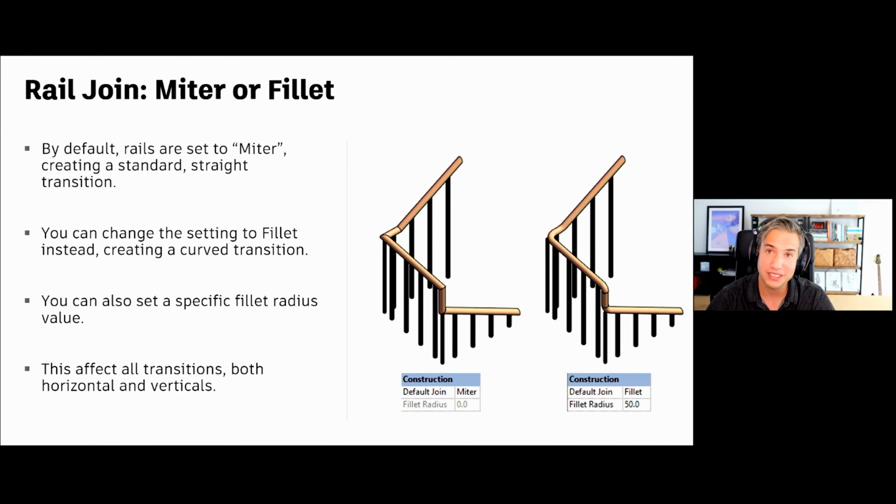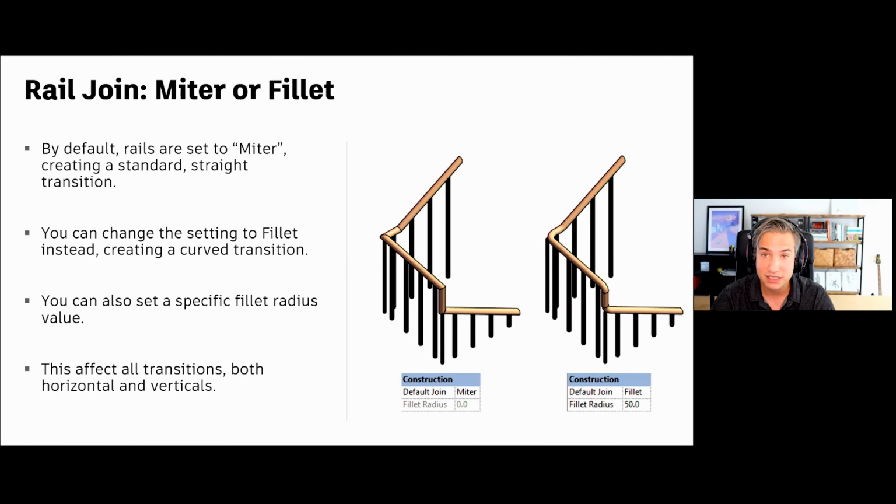So the rail joint, this is one of the features I discovered while creating the ancestral railing. Because you can create little curves like this. If you go to the top rail or handrail properties, you have an option called the default join. In almost all cases, it will be set to the default option, which is miter. But you can change the default join to fillet, like on the right example. And then you can set a fillet radius. In this example, we've set a fillet radius of 50 millimeters.